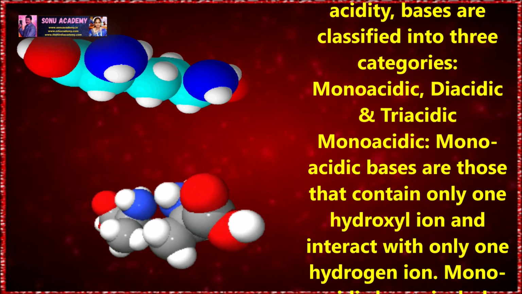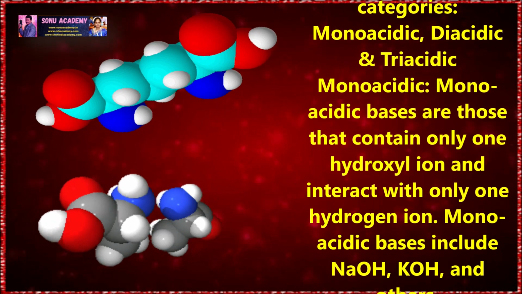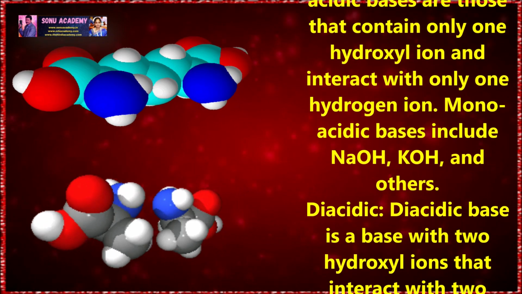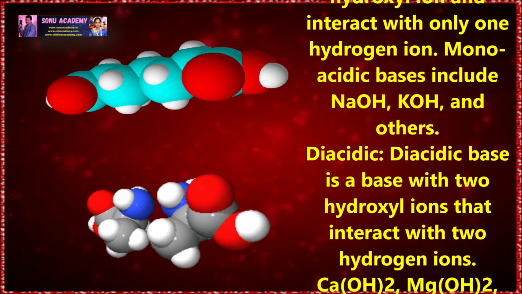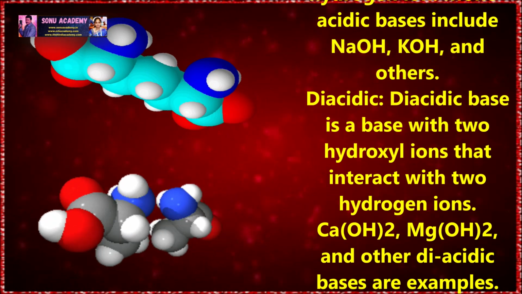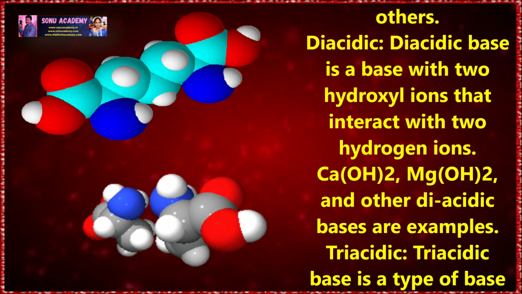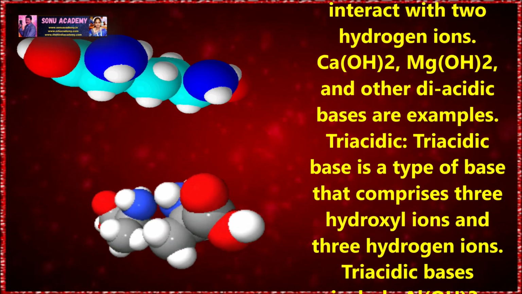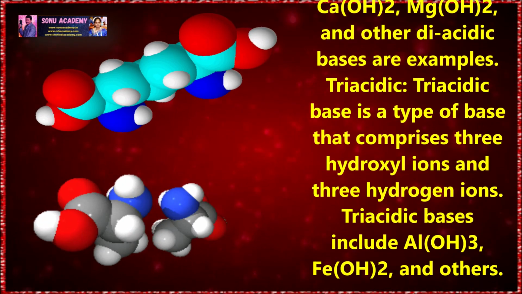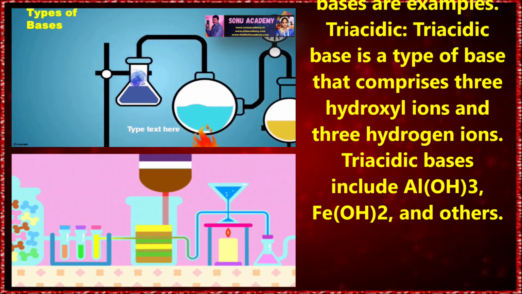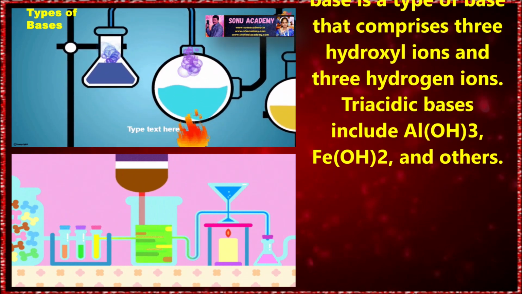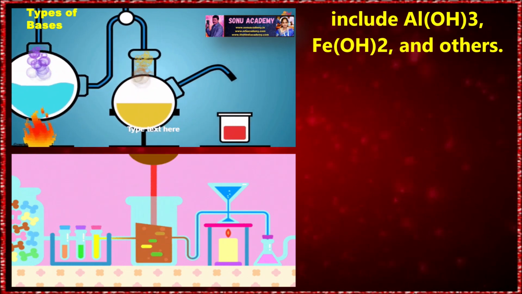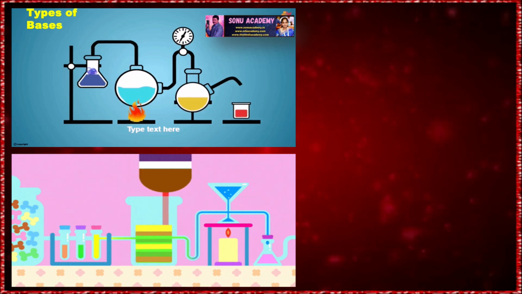Let us discuss monoacidic. Monoacidic bases are those that contain only one hydroxyl ion and react with only one hydrogen ion. Monoacidic bases include NaOH, KOH, and others. Diacidic. A diacidic base is a base with two hydroxyl ions that reacts with two hydrogen ions. Ca(OH)2 and Mg(OH)2 and other diacidic bases are examples. Triacidic. A triacidic base is a type of base that comprises three hydroxyl ions and reacts with three hydrogen ions.